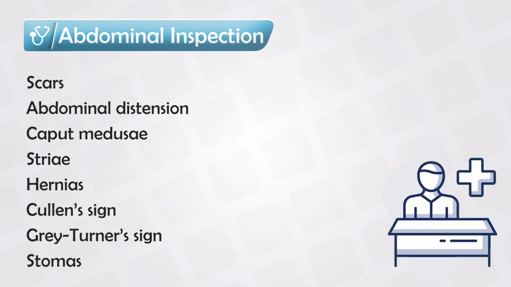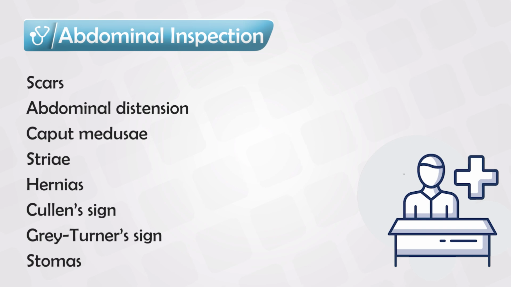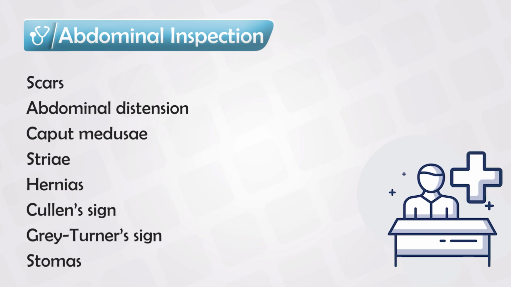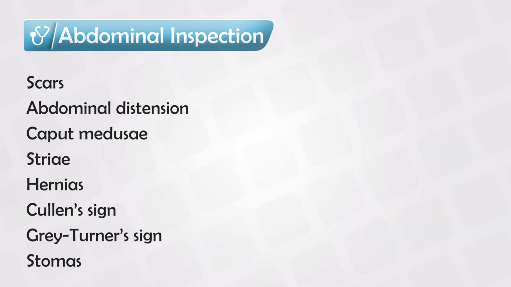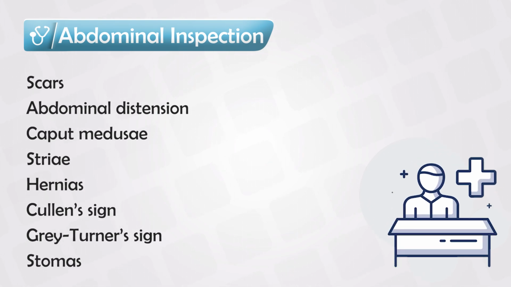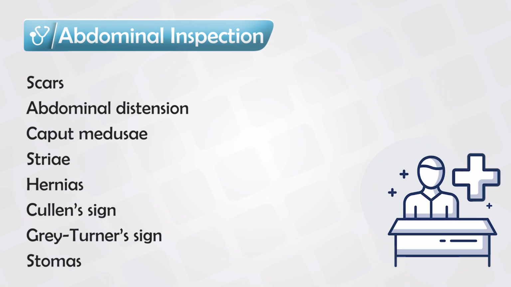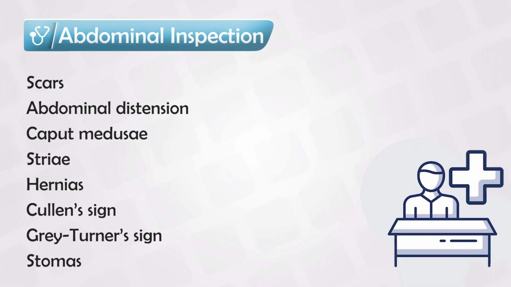Of course, hernias, which should have a positive cough reflex. Cullen's sign, which is bruising of the tissues around the umbilicus, and this can be a sign of hemorrhagic pancreatitis. Grey Turner's sign, which is a bruising of the flanks, and it's also a sign of hemorrhagic pancreatitis. And of course, stomas.